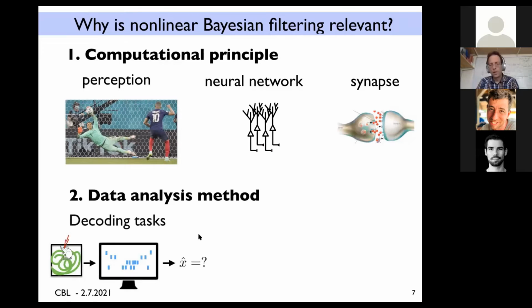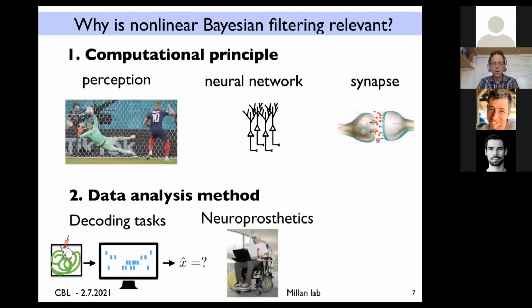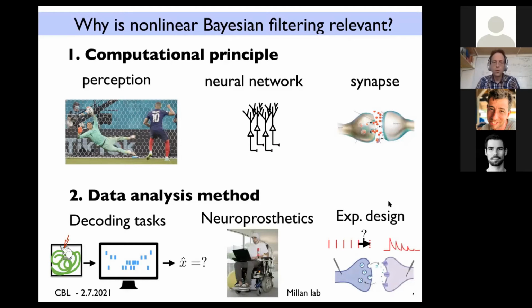So if you think about decoding tasks, let's say you record some spikes from a rat in an environment and you want to estimate its position based on place cells. So this is the filtering problem. Or if you're faced with a control problem or a neuroprosthetics device, you have to estimate the intention of the patient. Or if you want to do, say, optimal experimental design, you're also starting to have some results in that direction. You also want to use nonlinear filtering. So I think it's really kind of a toolbox you want to have in your suitcase.